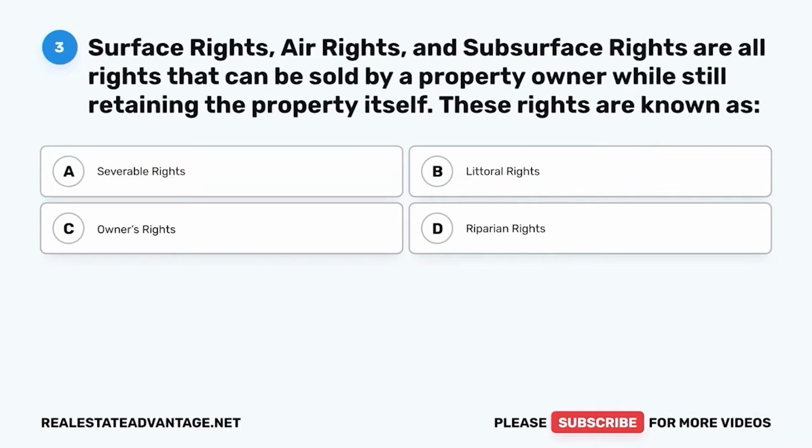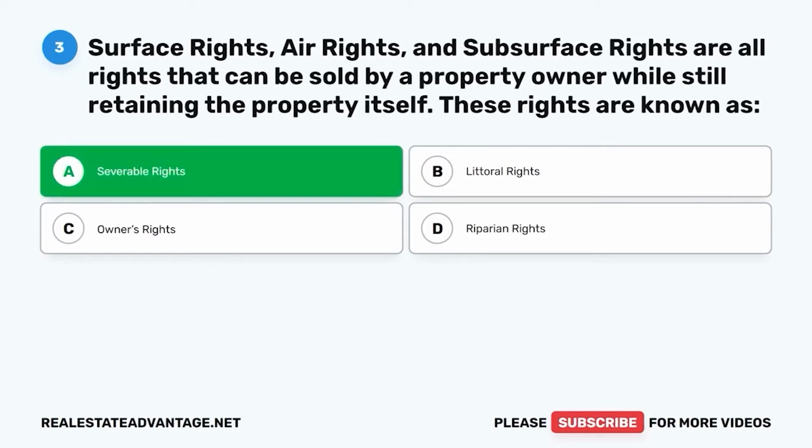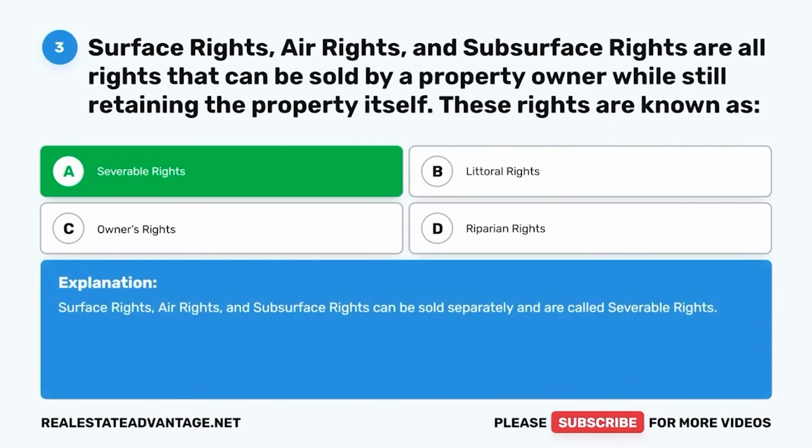Question 3. Surface rights, air rights, and subsurface rights are all rights that can be sold by a property owner while still retaining the property itself. These rights are known as: A. Severable rights, B. Literal rights, C. Owner's rights, D. Riparian rights. The correct answer is A. Severable rights. Surface rights, air rights, and subsurface rights can be sold separately and are called severable rights.